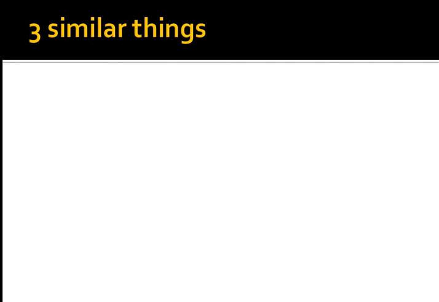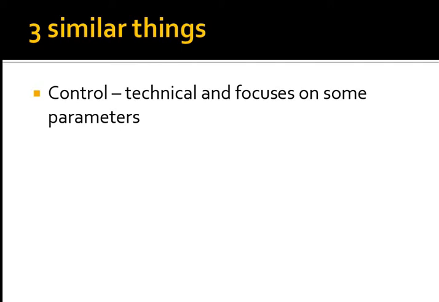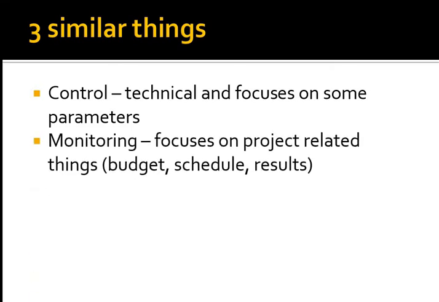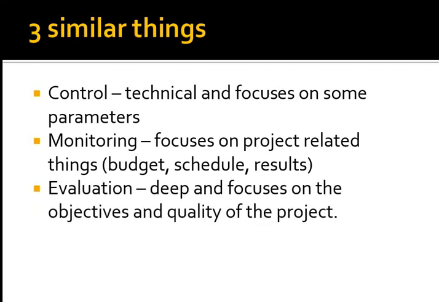So there are 3 things that are similar but are different. Control is technical, and you focus on some parameters, on some technical issues, if everything is according to the specification of quality, in other words. Monitoring is focused on budget, schedule, things like that. And then there's evaluation, which focuses on the objectives and the quality of achieving the objectives, the quality of the project, but in terms of the way they have achieved the objectives.